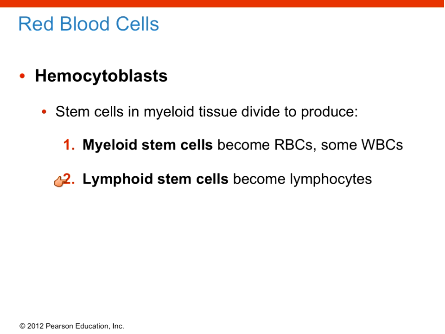So the hemocytoblast, that adult stem cell found in your red bone marrow, divides into 2 camps: myeloid stem cells and lymphoid stem cells. The myeloid stem cells make your red blood cells and 4 out of 5 white blood cells. The myeloid stem cells also make the platelets; they come from that camp too. Lymphoid stem cells only make lymphocytes.